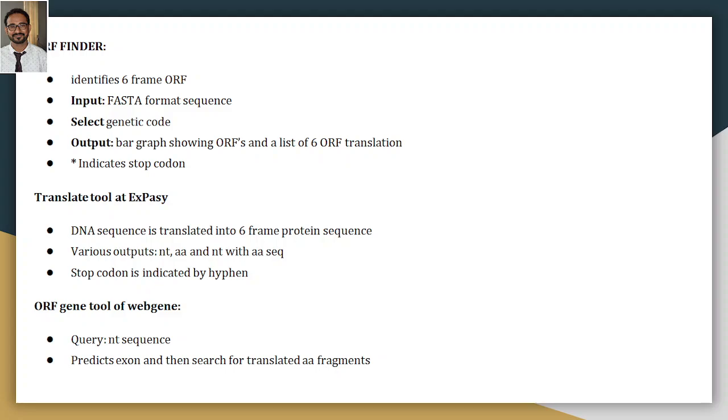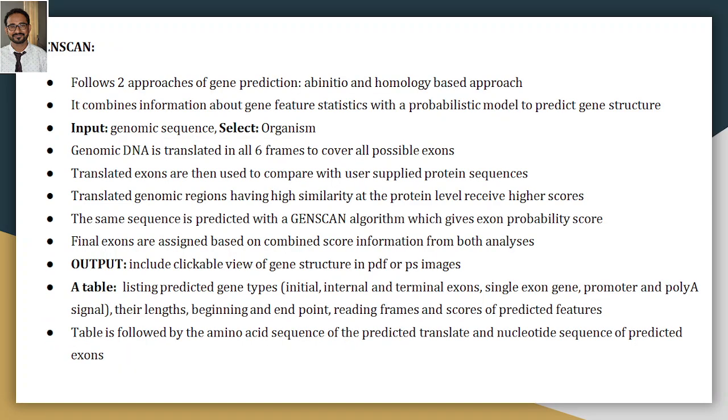Next, the ORF Gene tool for WebGene. Here the query sequence should be a nucleotide sequence. It predicts exons and then searches for the translated amino acid fragments. When you speak about exons, you are talking about coding regions. Then it searches for the translated amino acid fragments, which indirectly you can say is the protein sequence itself.